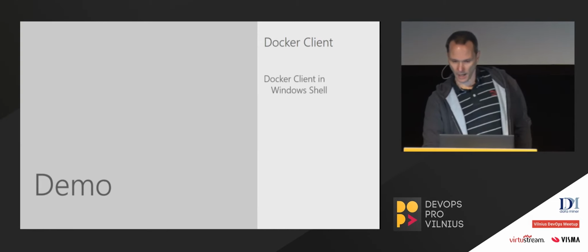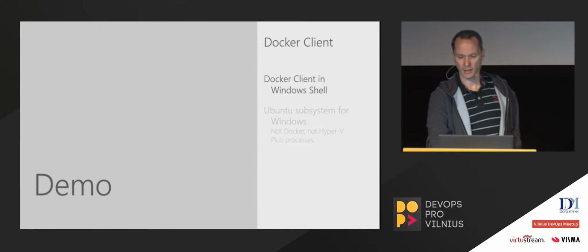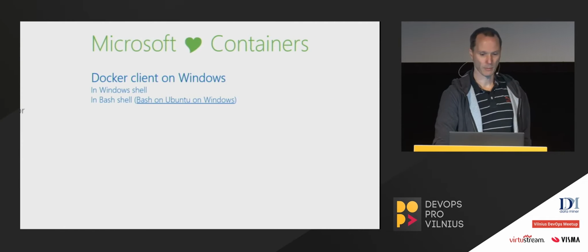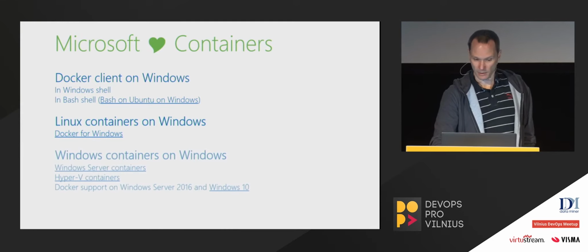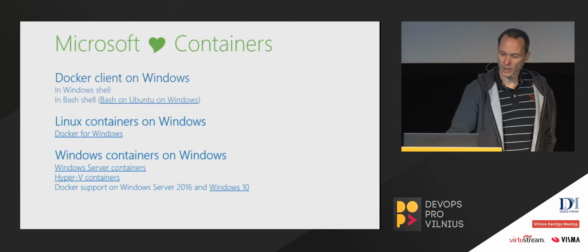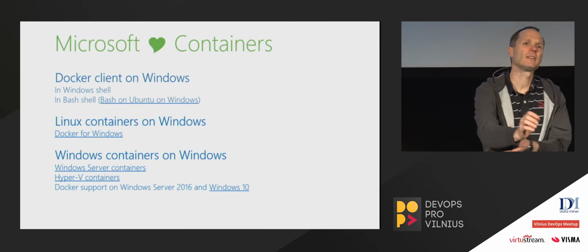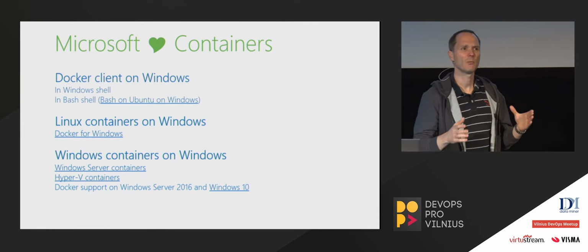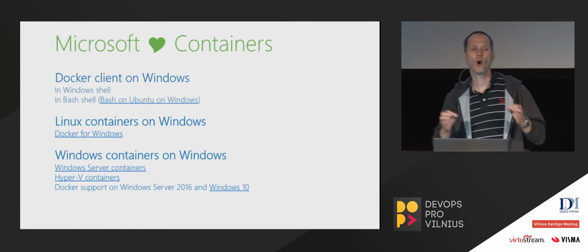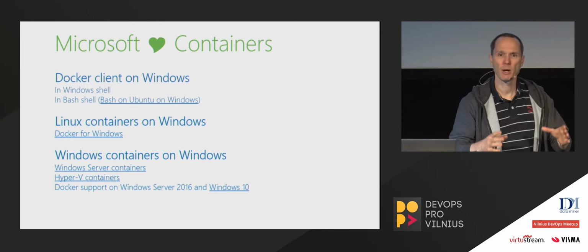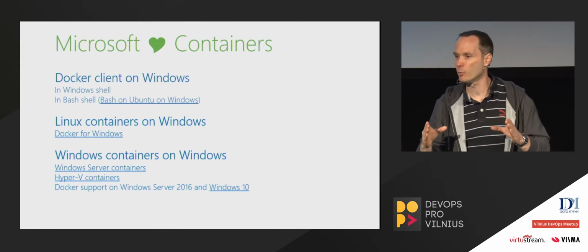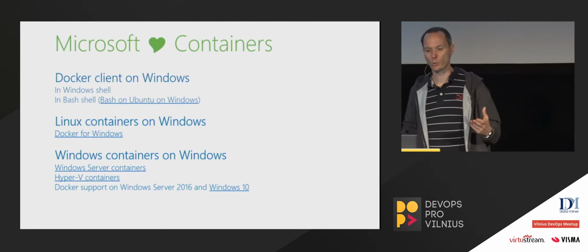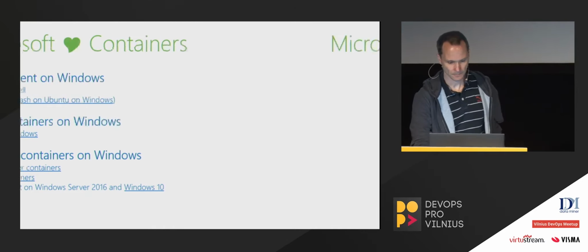Okay, I've shown you that one, the Docker client and the Windows shell. Next thing: Windows containers on Windows. It's a little bit difficult with all the different names. To make one thing clear, if I'm talking about Docker for Windows, I'm talking about Linux containers on Windows. If I'm talking about Docker on Windows, I'm talking about Windows containers on Windows.